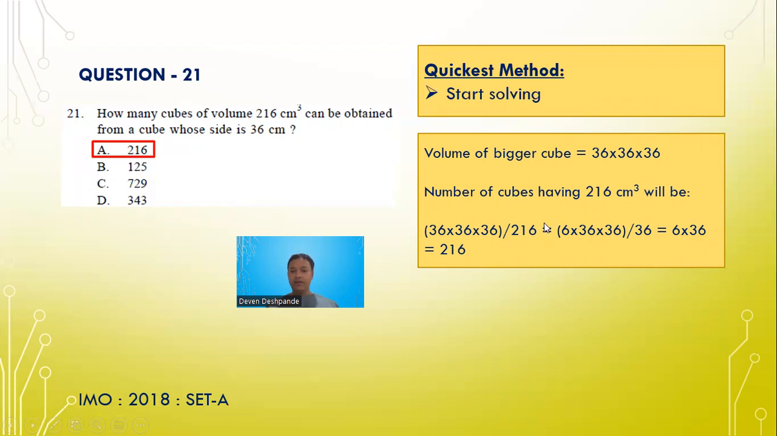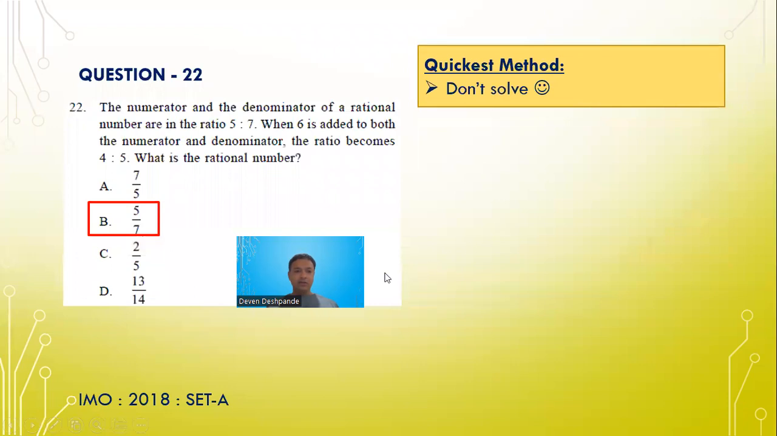So divide this by 6. So 6 times 6 is 36 and 6 times 36 is 216, isn't it? So it will be 6 into 36 into 36 upon 36. 36 will get cancelled. 36 into 36. What is 6 into 36? It's 216. So 216 cubes can be formed, each having volume of 216 cubic centimeter, from a cube whose side is 36 centimeter.